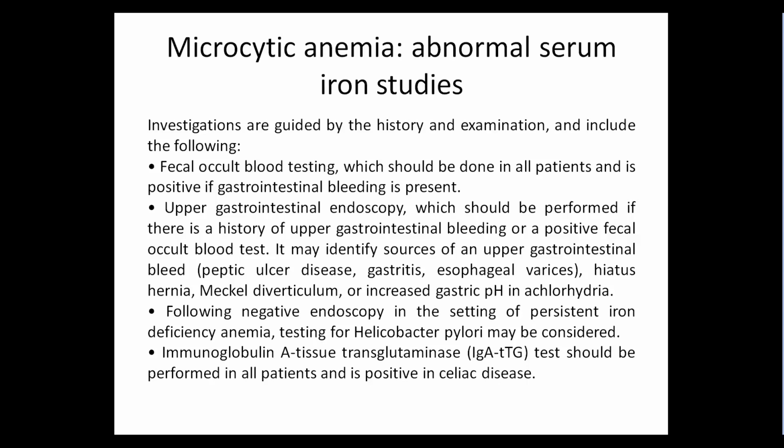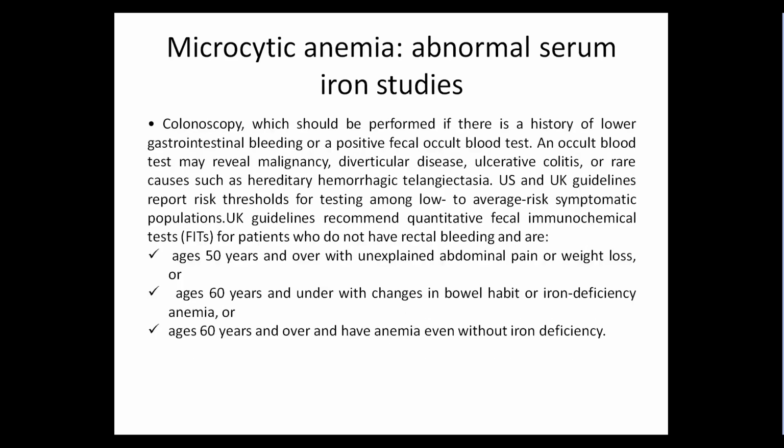Immunoglobulin A tissue transglutaminase test should be performed in all patients and is positive in celiac disease. Colonoscopy, which should be performed if there is a history of lower gastrointestinal bleeding or a positive fecal occult blood test. It may reveal malignancy, diverticular disease, ulcerative colitis, or rarely causes such as hereditary hemorrhagic telangiectasia.